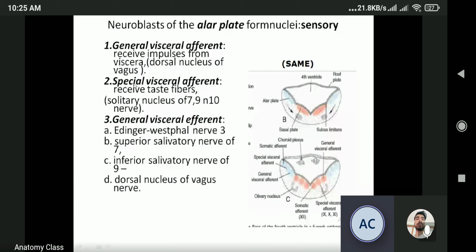Now we'll talk about general visceral efferent. So first, sorry, this is all afferent. Okay. Then superior salivatory nucleus and inferior salivatory nucleus and the dorsal nucleus of vagus.